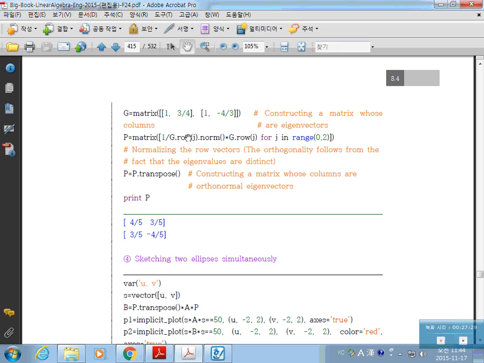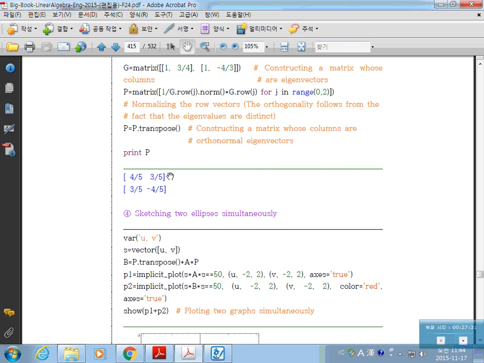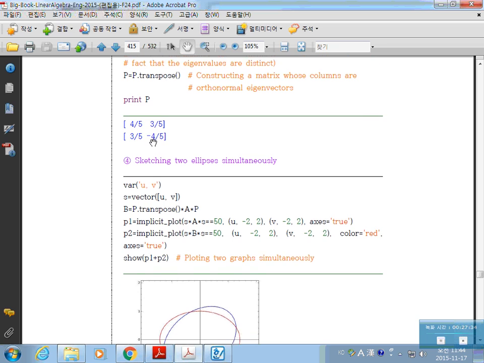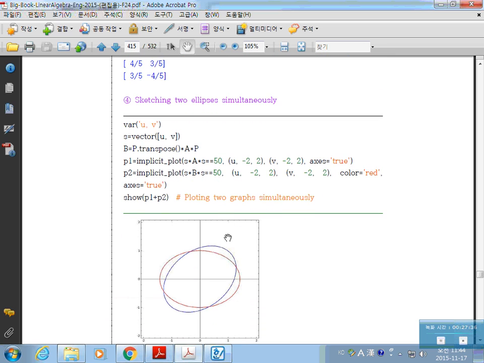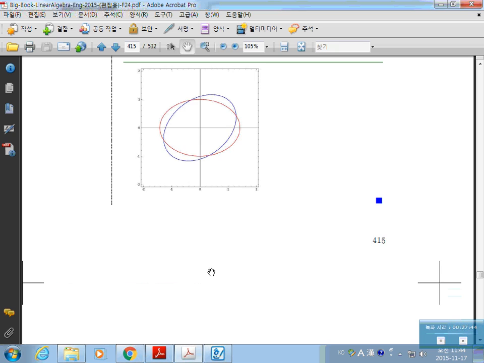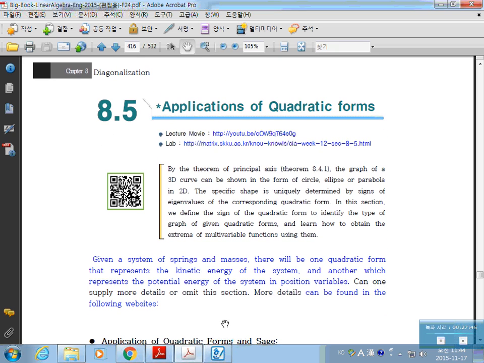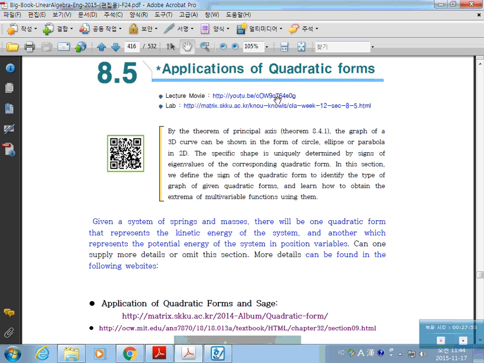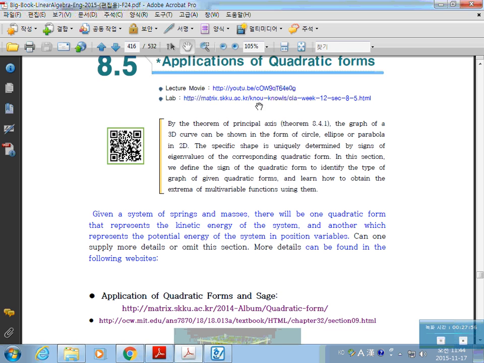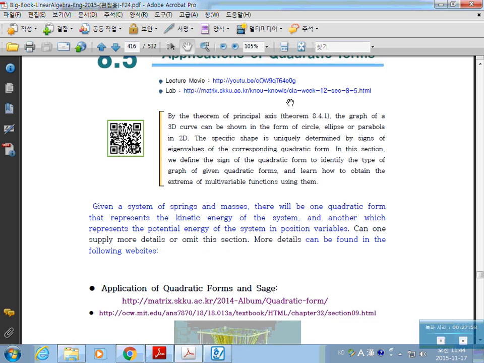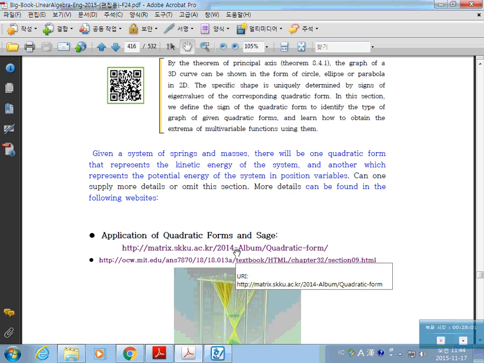Actually, we don't need it. Just normalize those two vectors, and then find the orthogonal matrix. With that orthogonal matrix, we just draw the graph and the original graph. You could draw two graphs in the two different axes together with this. That's the end of section 8.5, the application of quadratic forms. Here, you will see my lecture from this web address, and you will see my answers and the extra code for this.